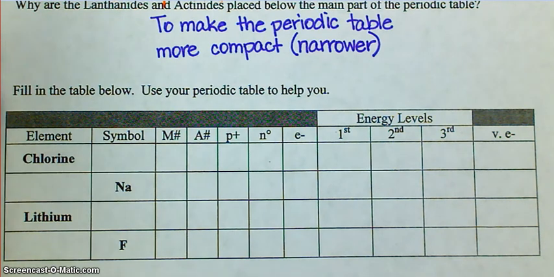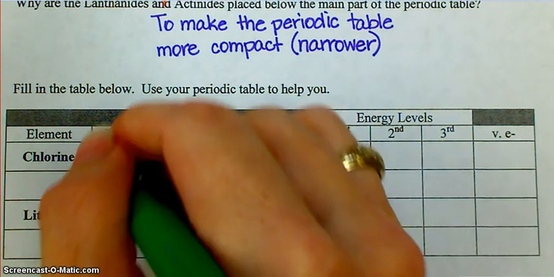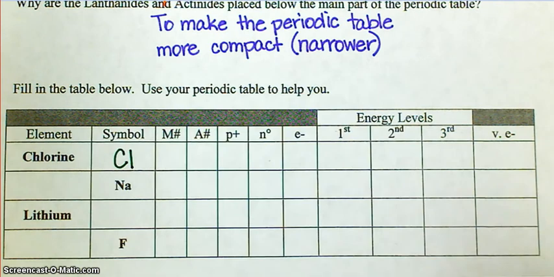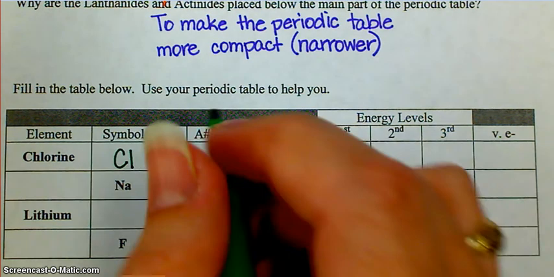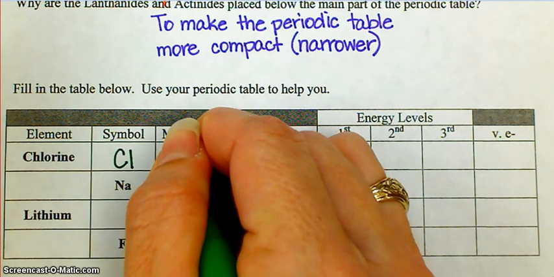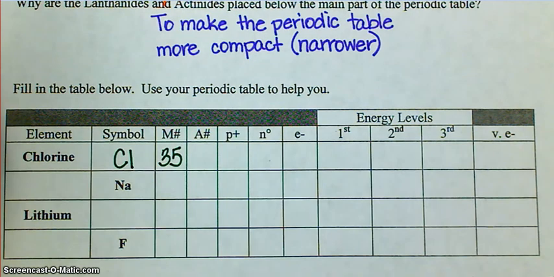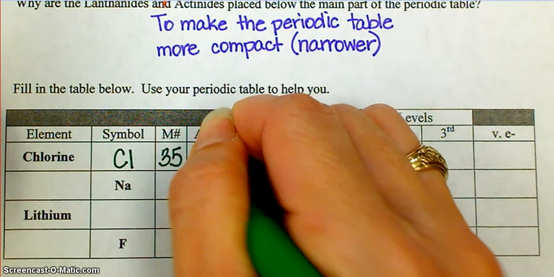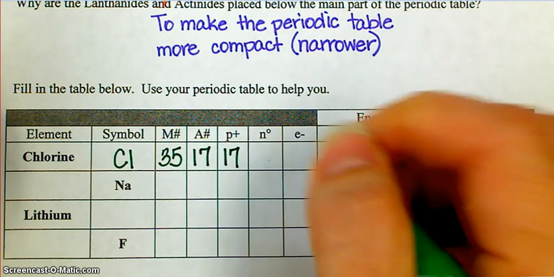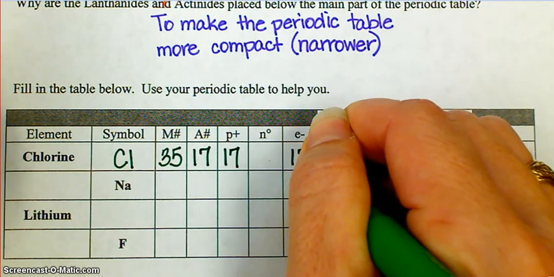Chlorine has a chemical symbol of Cl. Mass number: round it off, it's 35. Atomic number, 17, which means it's got 17 protons. And as long as it's neutral, it will also have 17 electrons.